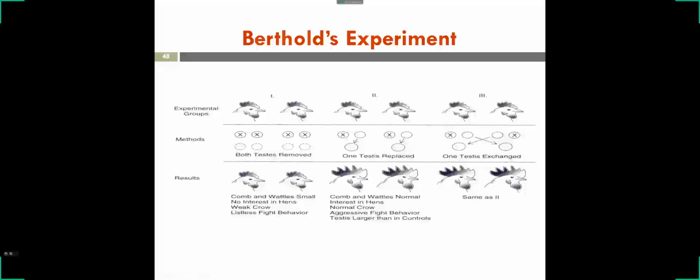And so when he exchanged the testes, he got the same result as before, okay? So this told him that it wasn't having the physical gland per se of that chicken, but something being released from the testes that clearly was making the difference between these behaviors. Some sort of substance released into the blood, not the actual gland itself, was making the difference, okay?